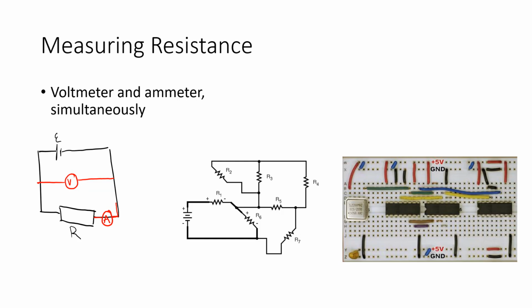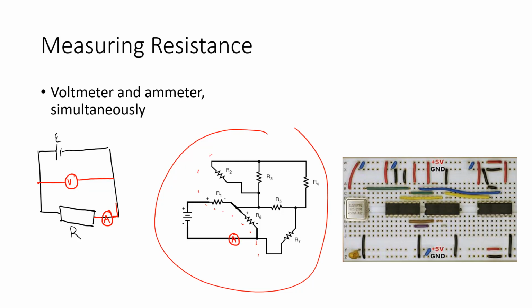Same thing here. This is a much more complicated circuit, but if you just measure the current and the voltage, that gives you everything you need to know. Stick an ammeter in series with the whole circuit. This is my whole resistive part of the circuit, and a voltmeter in parallel. Measure them both, then just use Ohm's law.